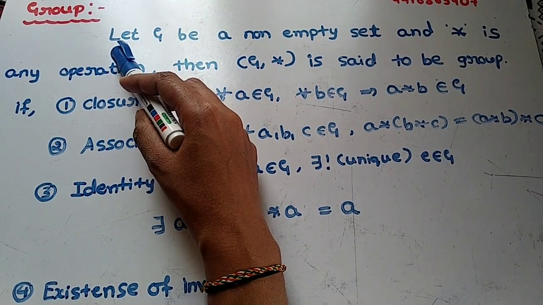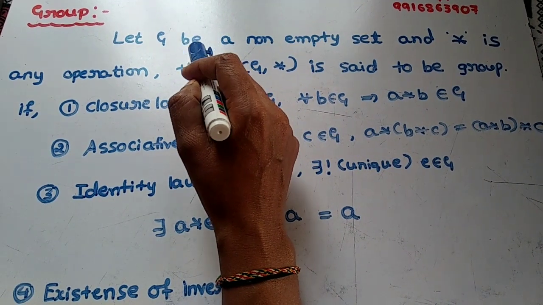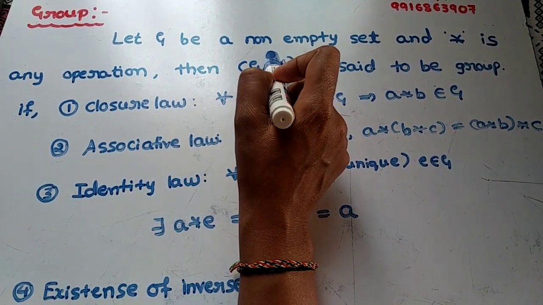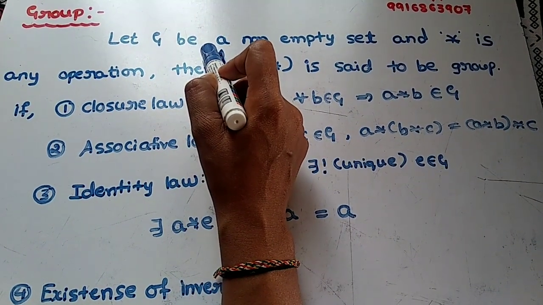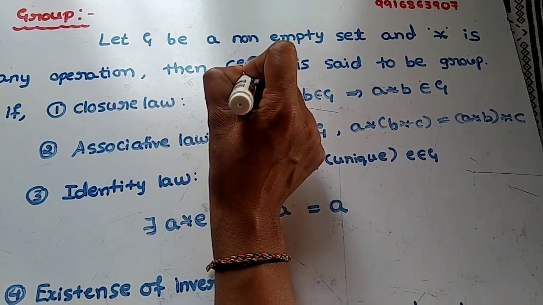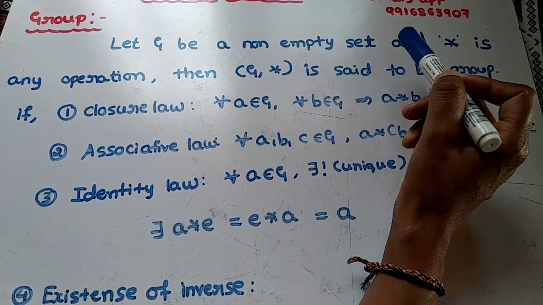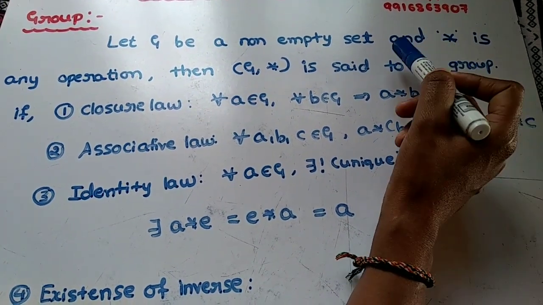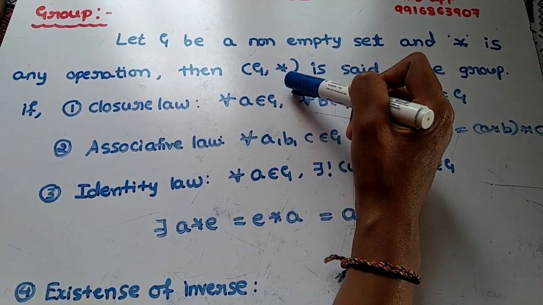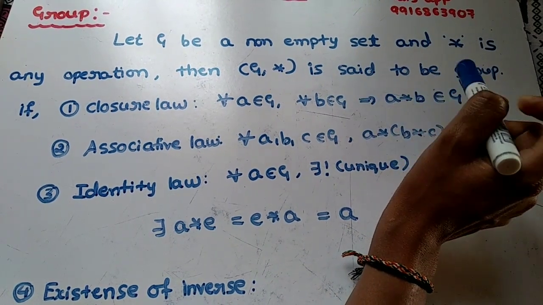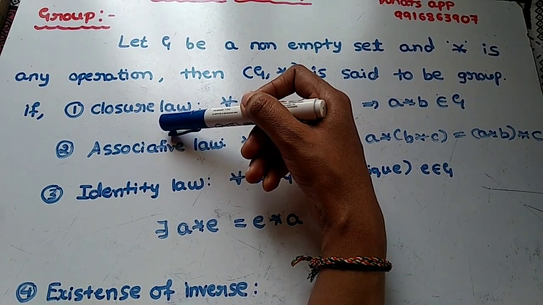So here, just look. Let G be any non-empty set, which means we have to take a set, and that set should be non-empty. It should contain at least one element. And the star denotes any operation. It may be plus or minus, whatever it is. Then G with the binary operation is said to be a group if it satisfies these four conditions. So what are they? The first one is the closure law.